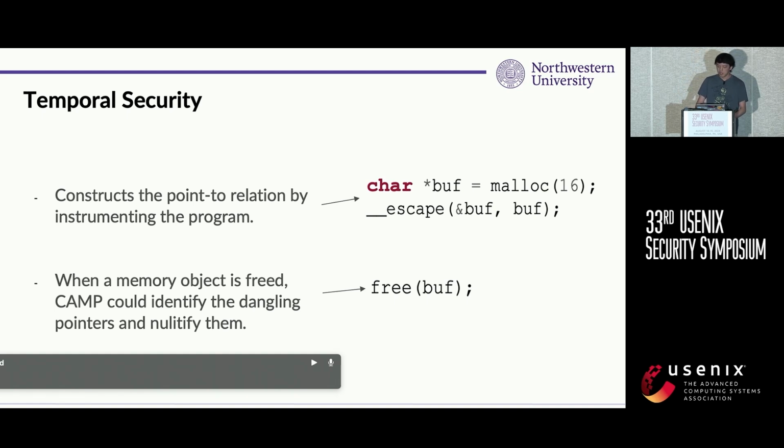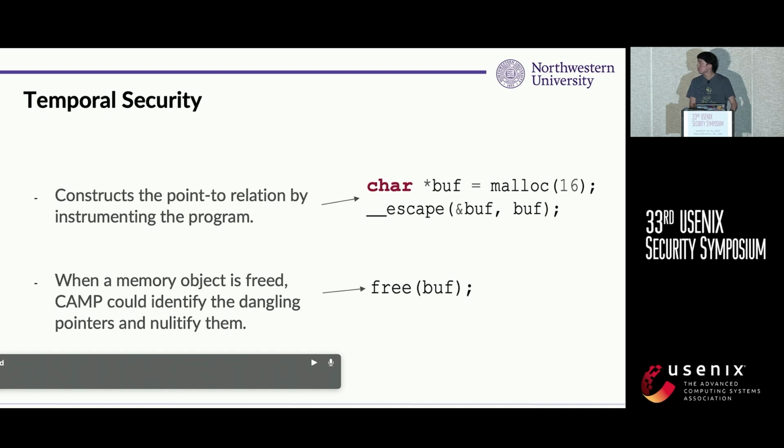At runtime, CAMP constructs the point-to relations by instrumenting the program. When a memory object is freed, CAMP looks up the built point-to relations and identifies the dangling pointers to the freed memory. By nullifying those dangling pointers, use-after-free access is no longer possible. Copying pointers is tracked to build the point-to relationship.